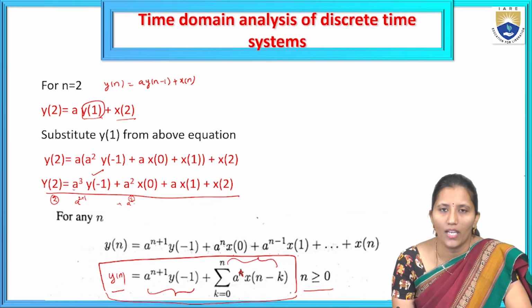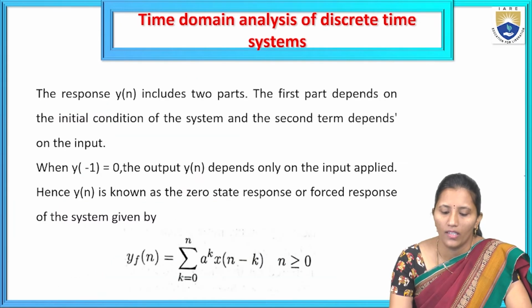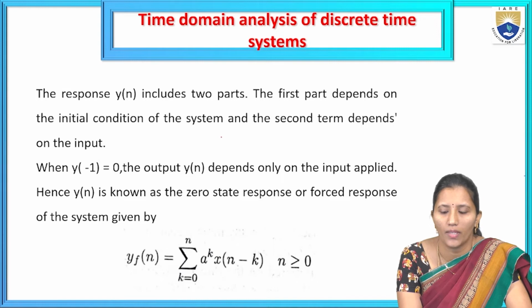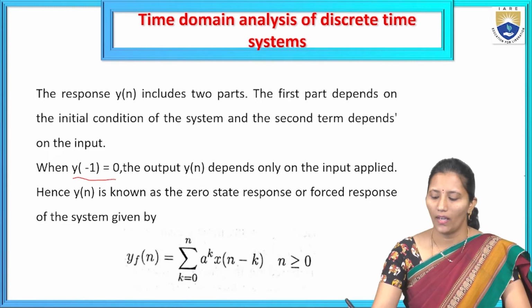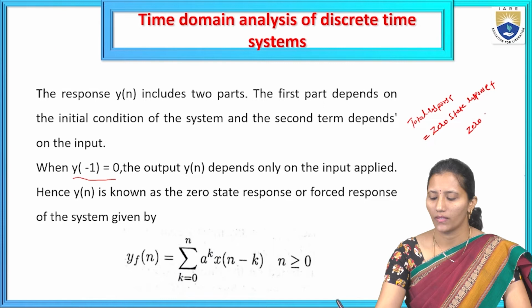as well as present and past inputs. Okay. So here the response y of n includes two parts. The first part depends on the initial condition of the system and the second term depends on the input. So here, when y of minus 1 is equal to 0, we have total response is equal to 0 state response plus 0 input response.